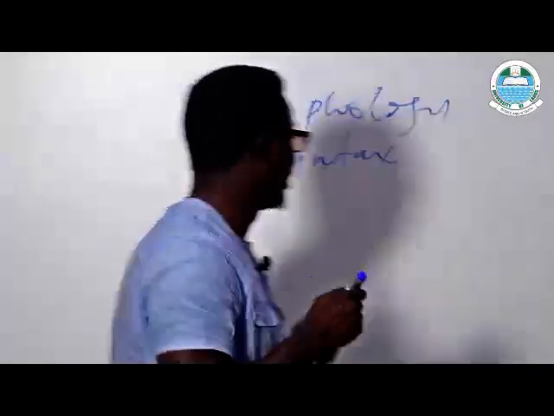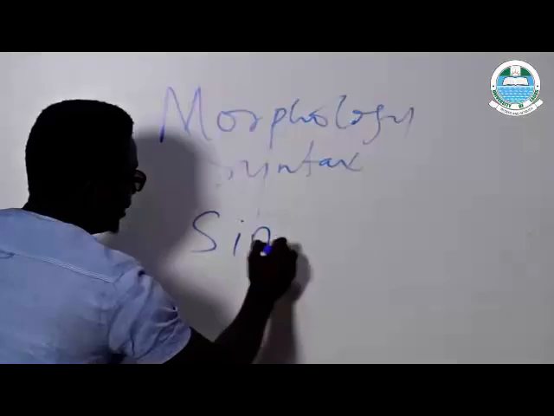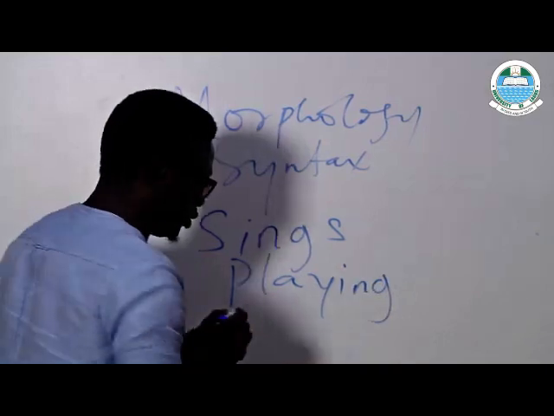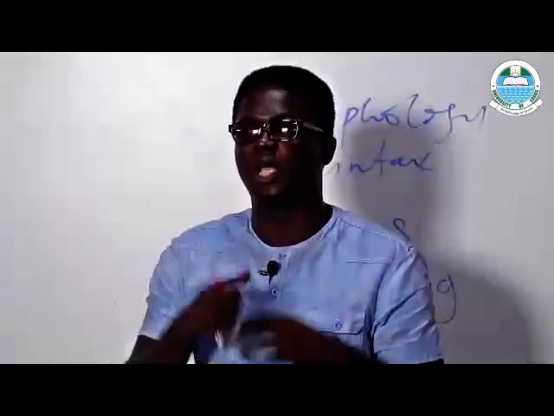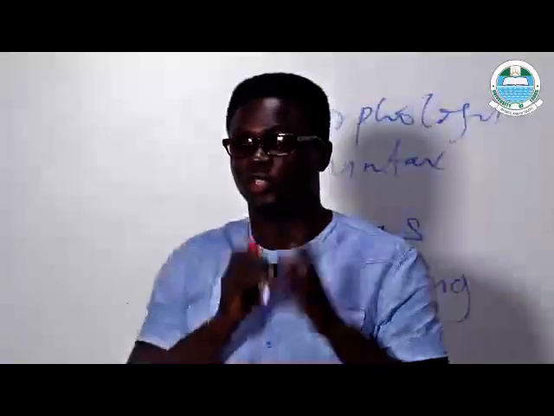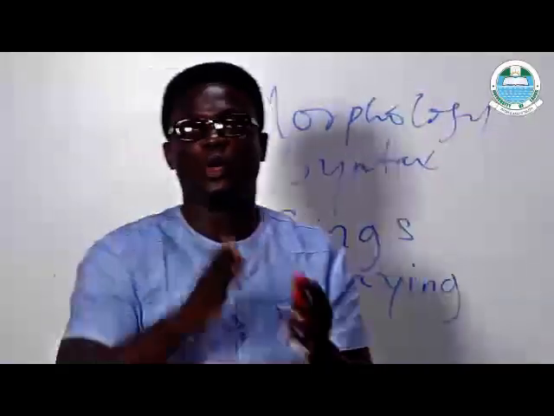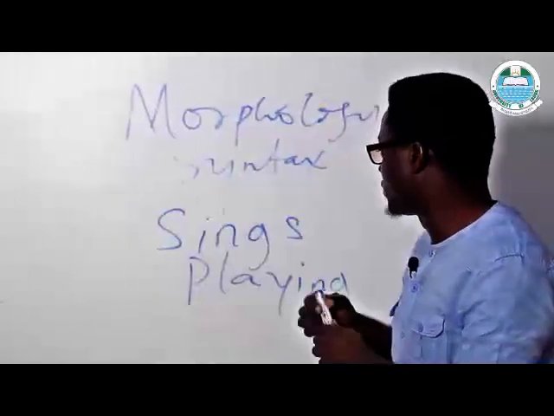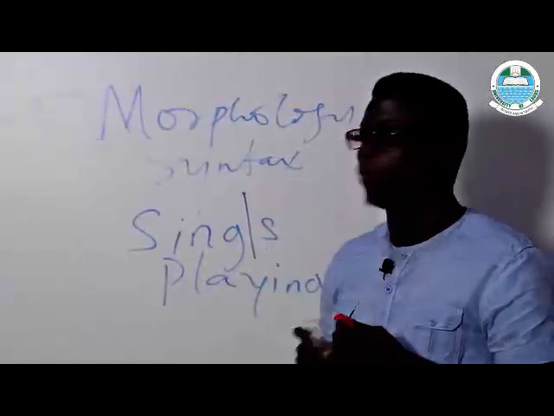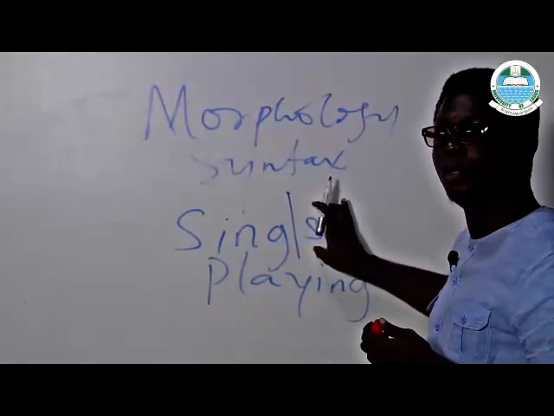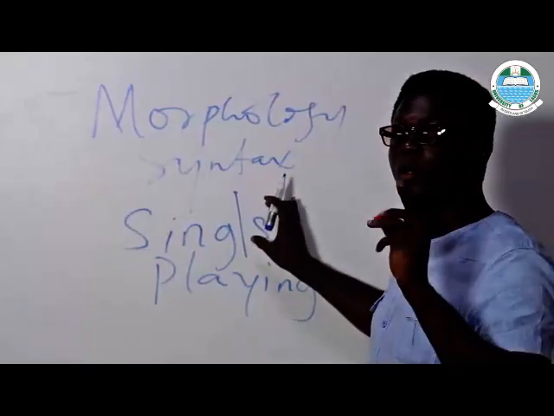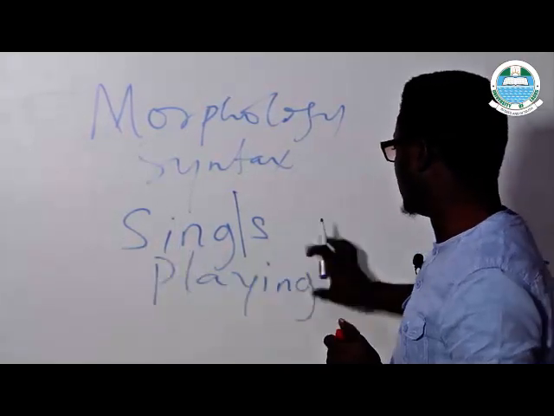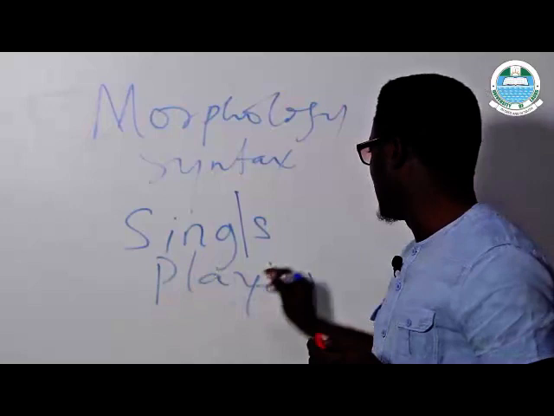Now, if you take a word like sings, and a word like playing, you may assume that you just have one word. Of course, each is one word. But in reality, when you look at what makes up each word, you can talk about two parts for each of them. For sings, we have sing, and then the S that forms the third person form. Then for playing, we have play and ing.